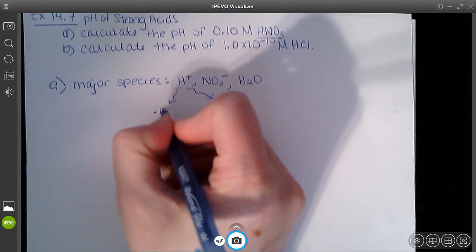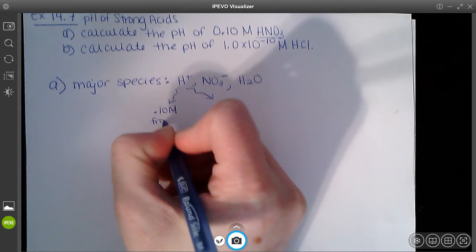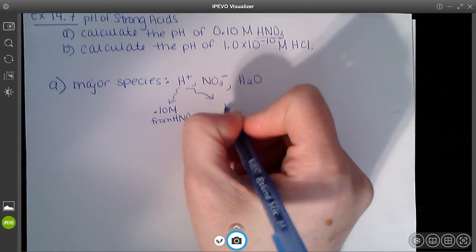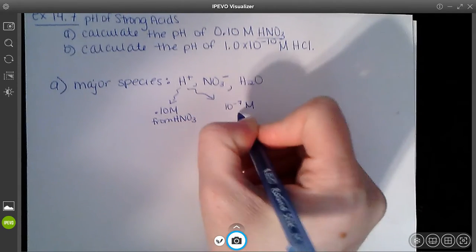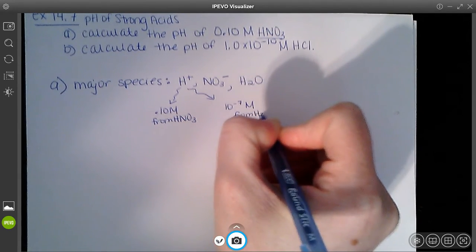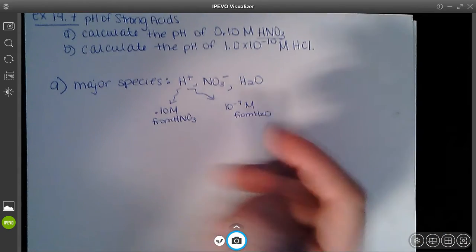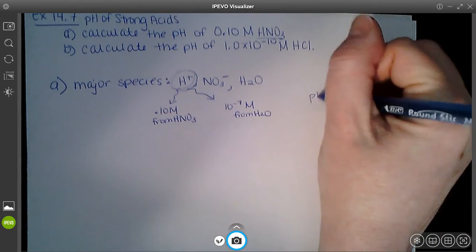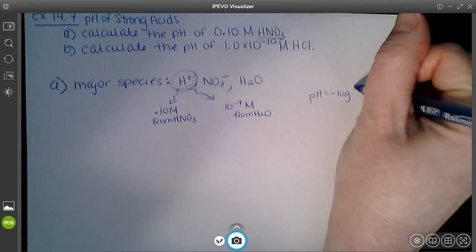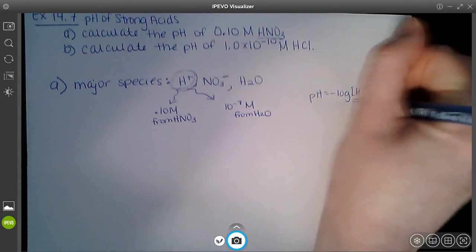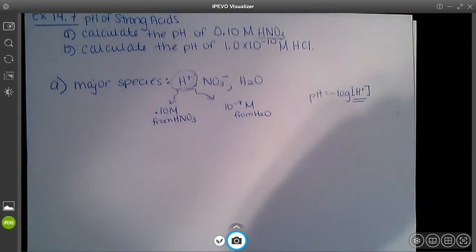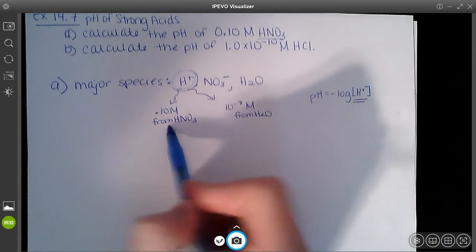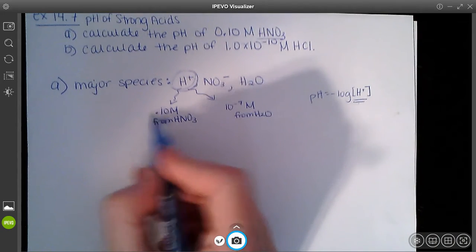I've got 0.10 molar from HNO3. And I've got 10 to the negative 7th molar from H2O. Again, I'm looking just at my concentration of H plus because pH deals with H plus. It's the one you need to know to figure out the pH, and if I'm calculating the pH, obviously I need to know that.